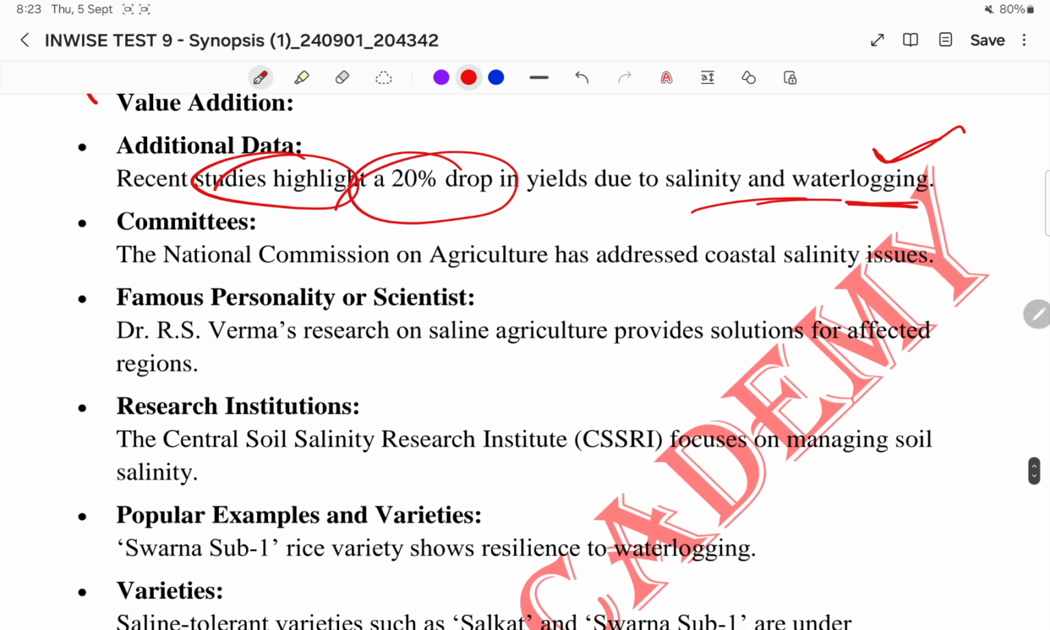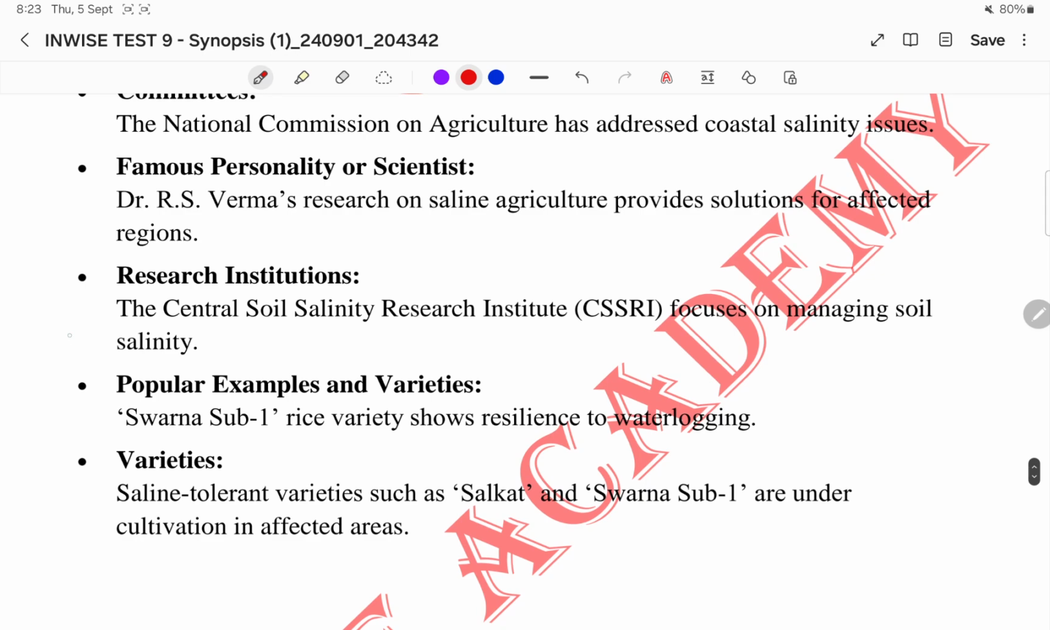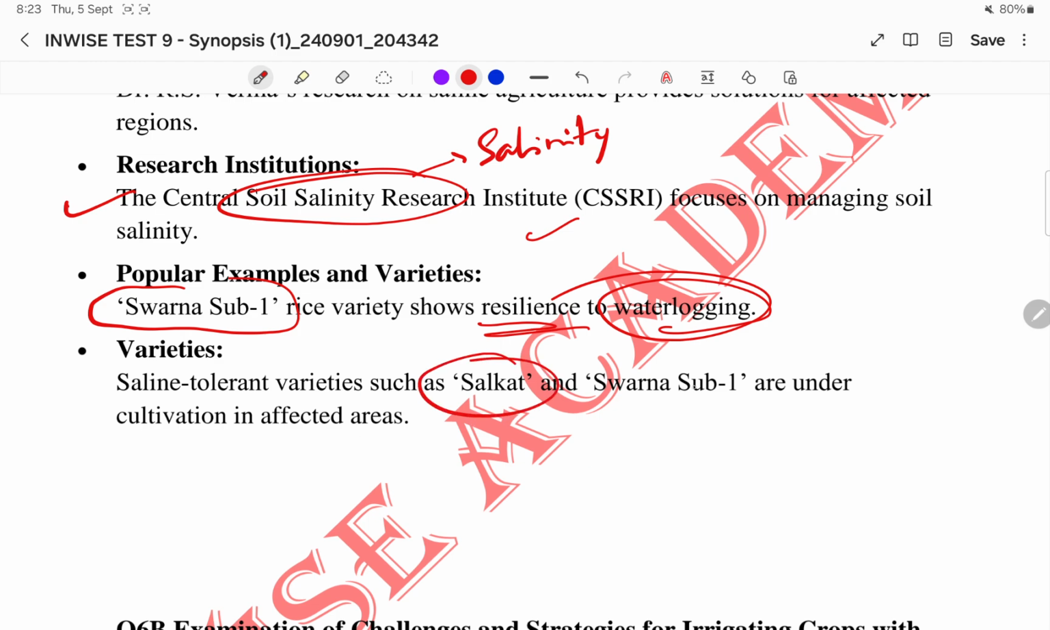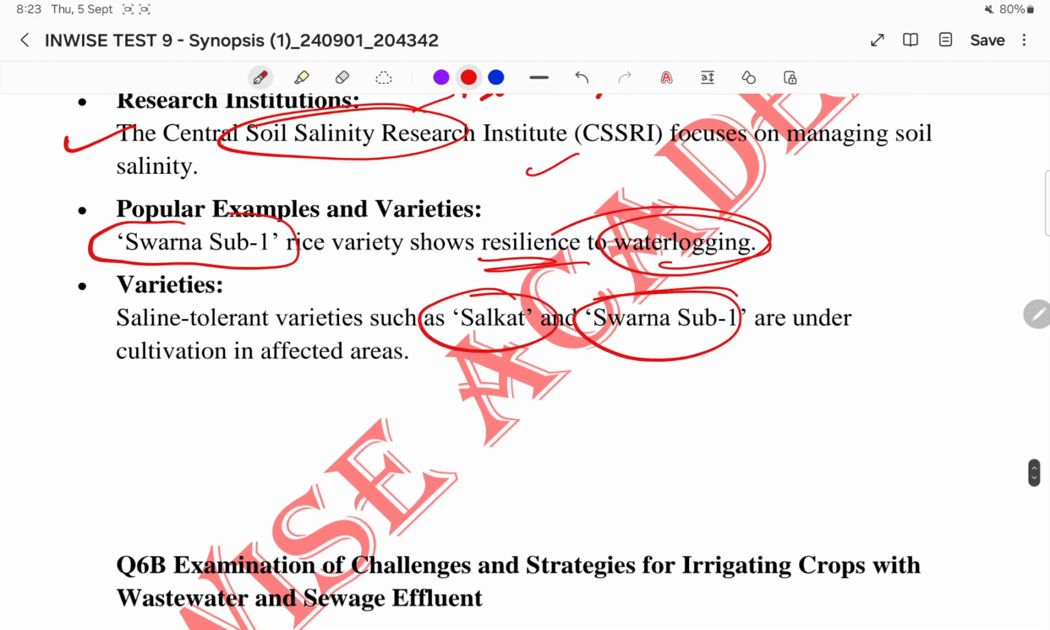Okay, fine. So next come to research institution like Central Soil Salinity Research Institute. If at all a question is asked related to salinity, you need to write CSSRI, Central Soil Salinity Research Institute. So there are some varieties, like Swarna Sub-1 rice variety, which shows resilience to waterlogged conditions. Some other varieties like Sarjoo-52, Swarna Sub-1, etc.